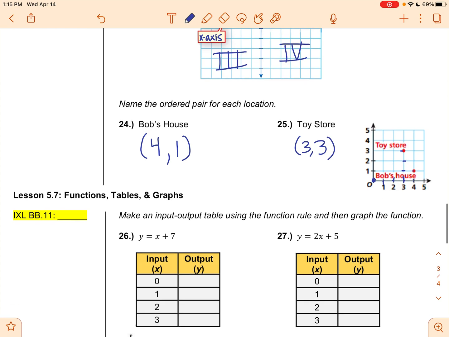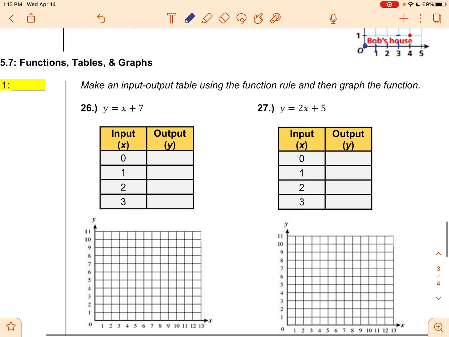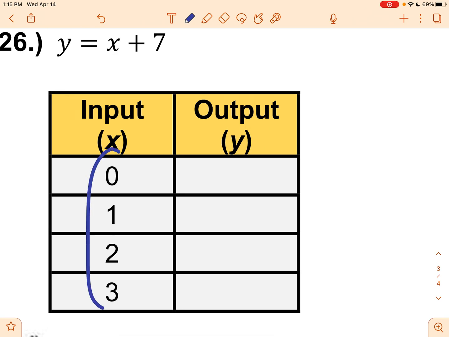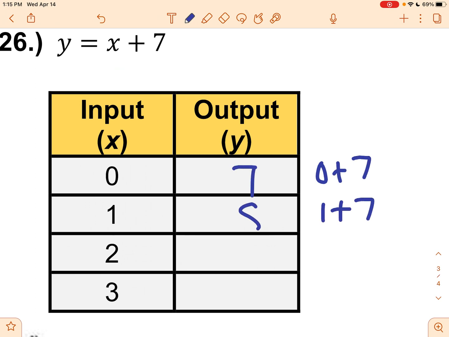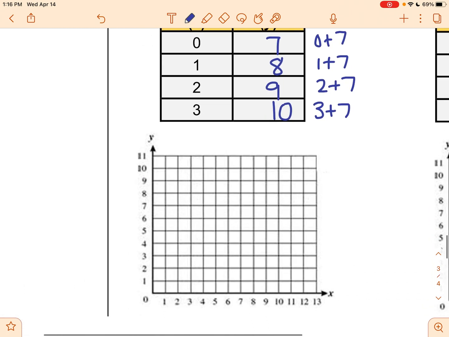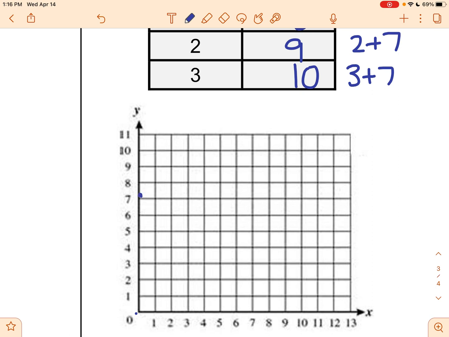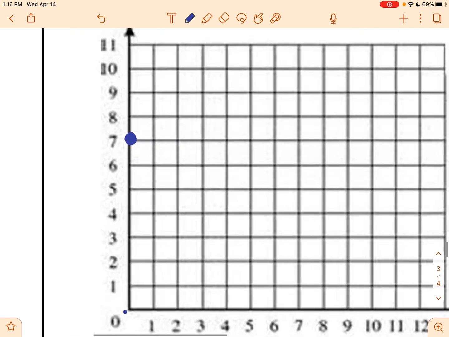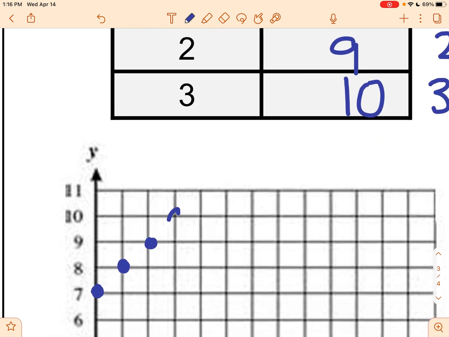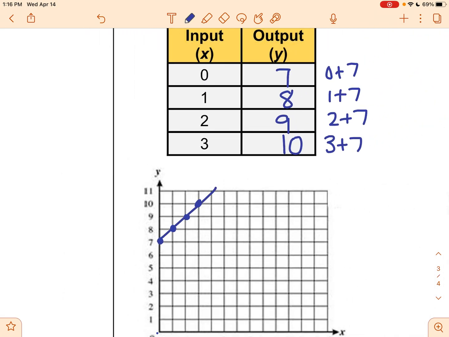Awesome, we have 2 problems left. Make an input-output table for the following using the function rule, and then graph the function. All right, so we have x plus 7. So we are going to plug all of these numbers in for x. Okay, so our first one is 0 plus 7. We just get 7. 1 plus 7 gives us 8. 2 plus 7 gives us 9. 3 plus 7 gives us 10. So now we just need to graph that. 0, 7, so moving over 0, up 7. 1, 8, over 1, up 8. 2, 9, and 3, 10. And then draw your line.